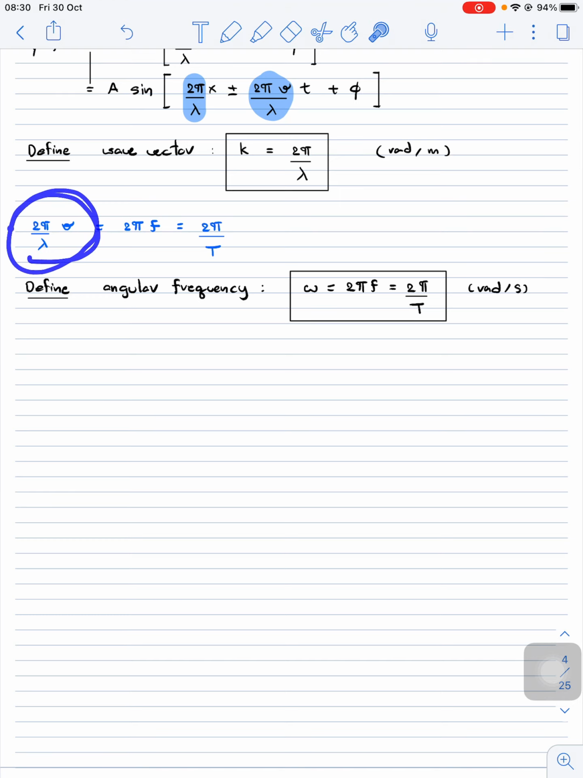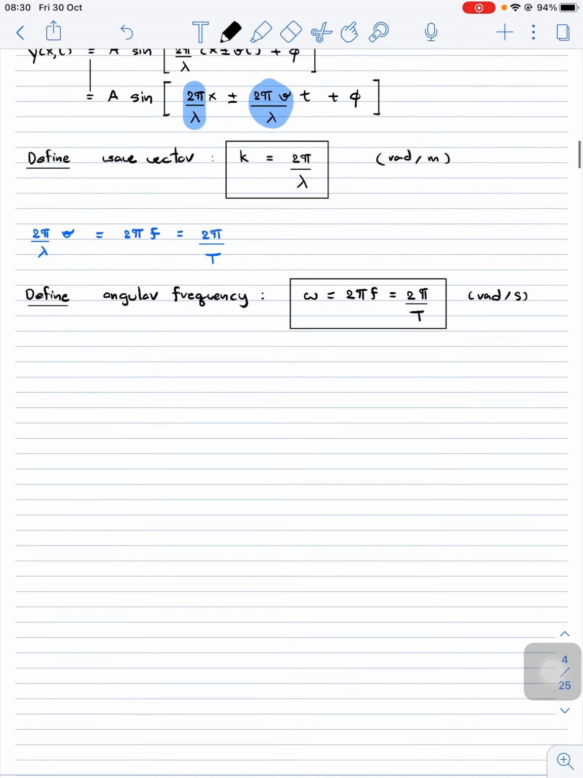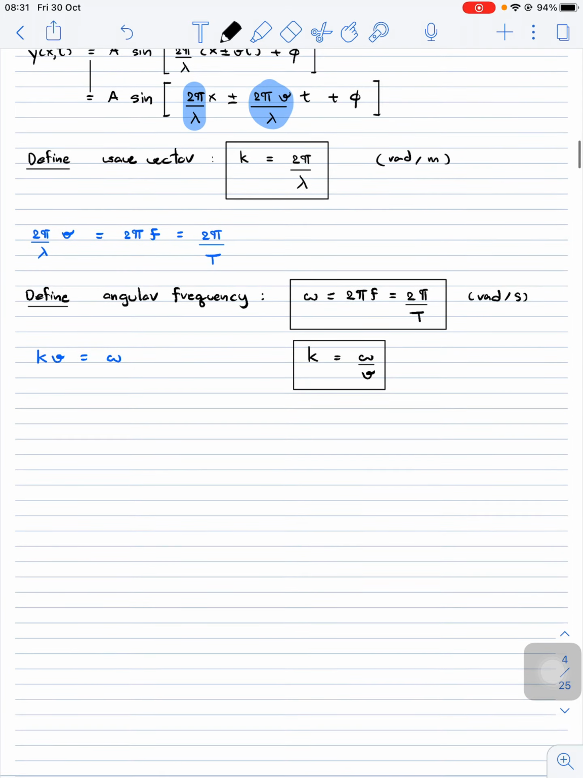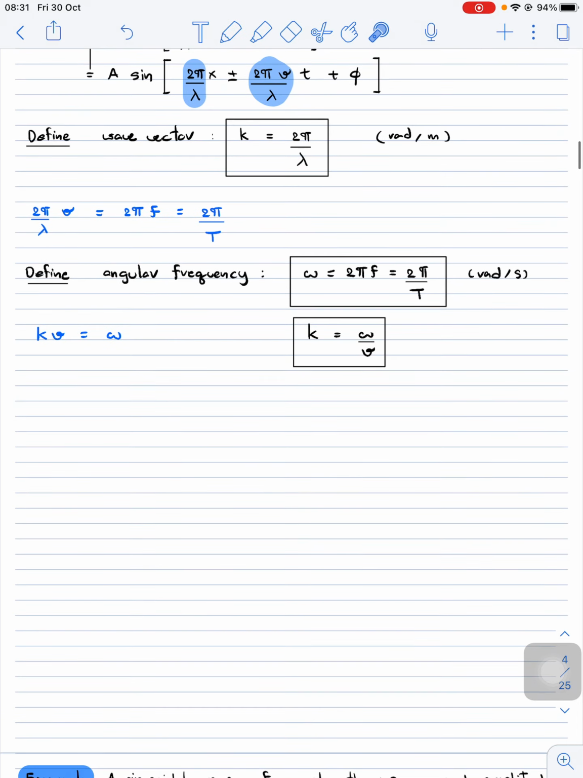If we look here, you can see that we have 2 pi over lambda. It's just equal to k times v, and then equal to 2 pi times the frequency, which is equal to omega. So finally we can conclude that k is equal to omega over v. This is the relationship between the wave vector and the angular frequency: k equals omega over v.